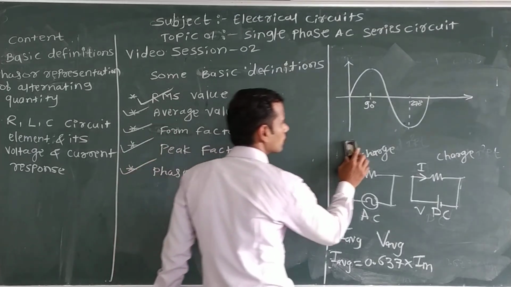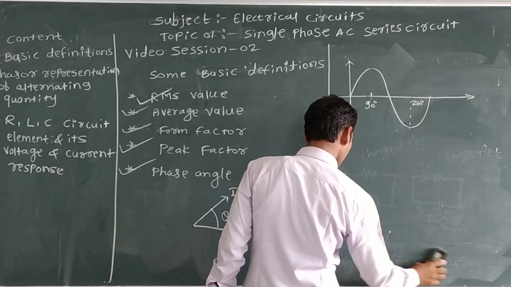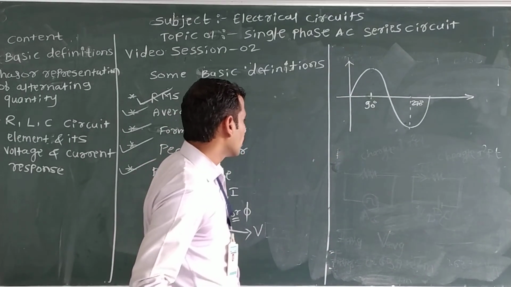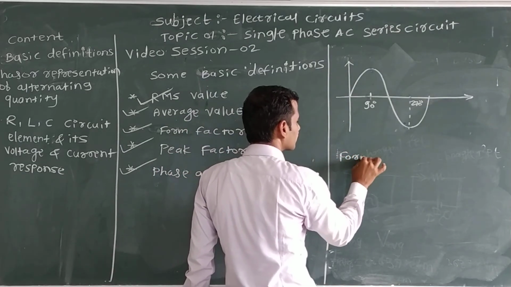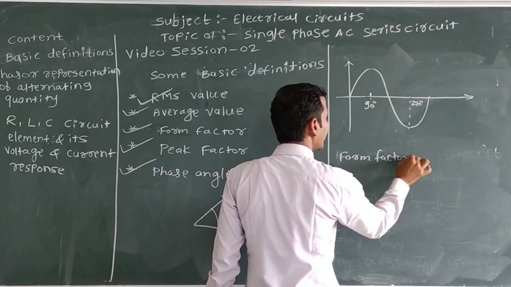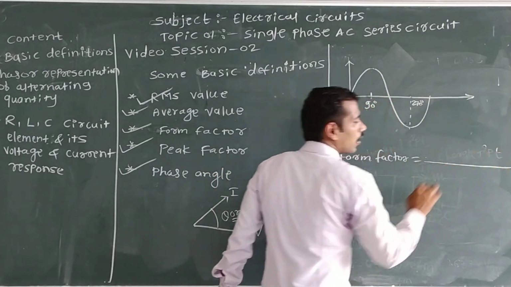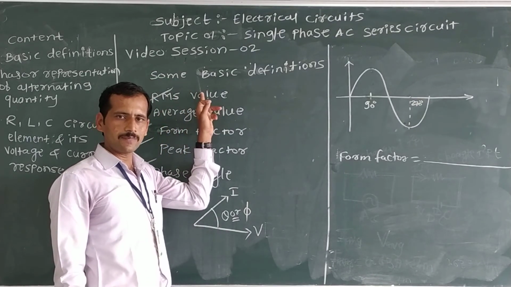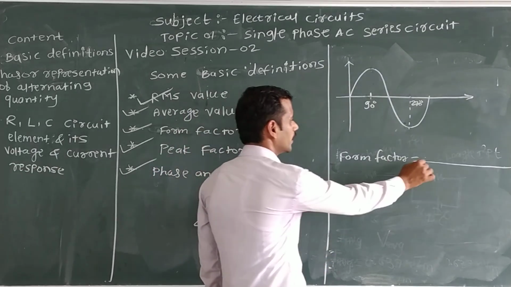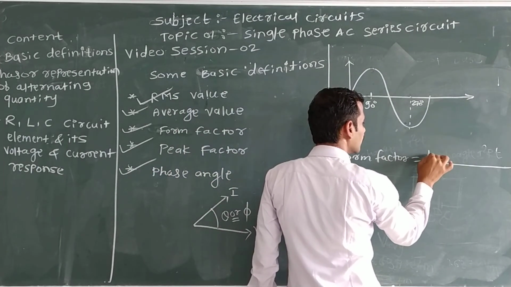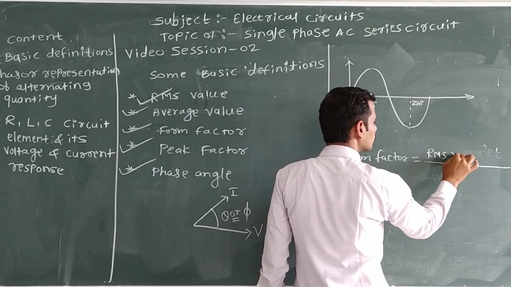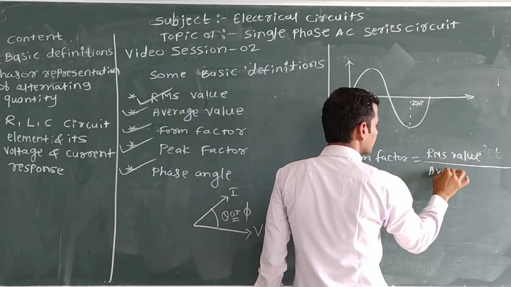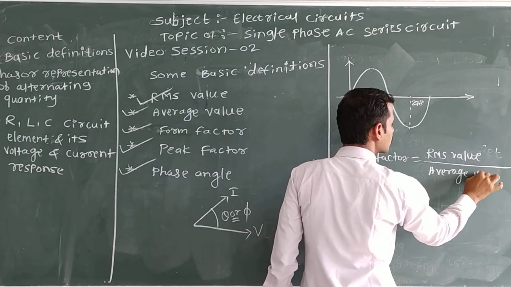Next definition is form factor. Form factor is defined as the ratio of RMS value to the average value. So here I will write: ratio of RMS value and average value.